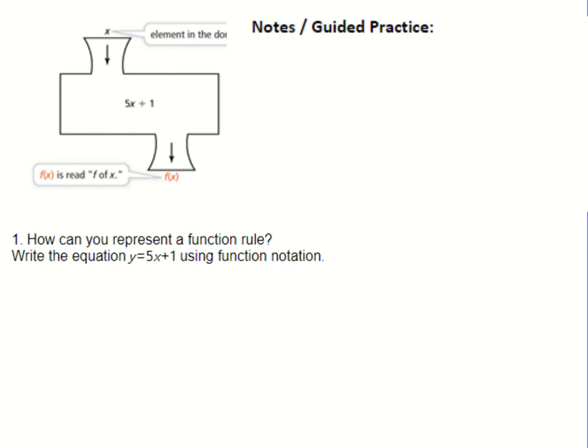So it says, how can you represent a function rule? Write the equation y equals 5x plus 1 using function notation. Again, all we do is change the y to become f of x. I don't know why I just wrote a y there. And equals 5x plus 1. It's just a way that we can say, what's the function when x is this?